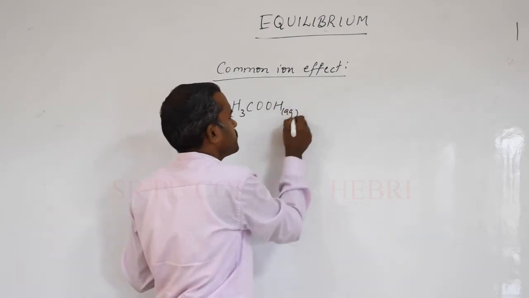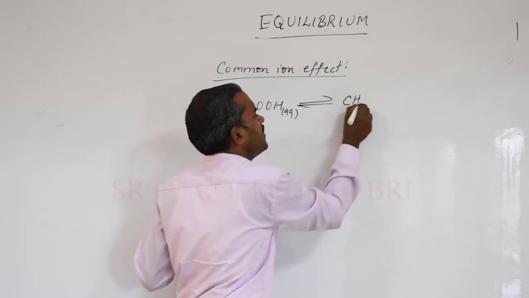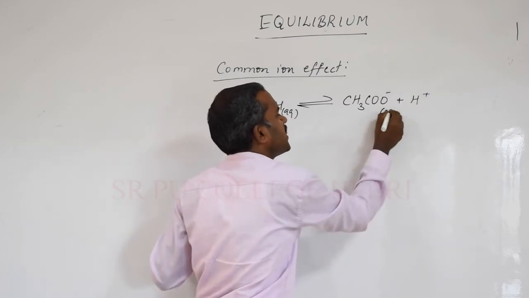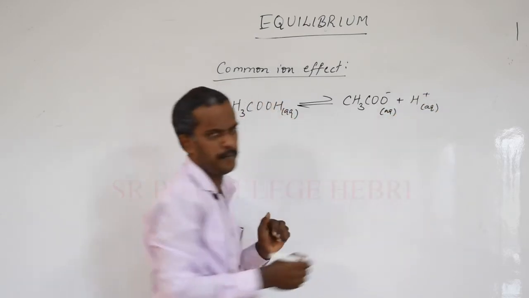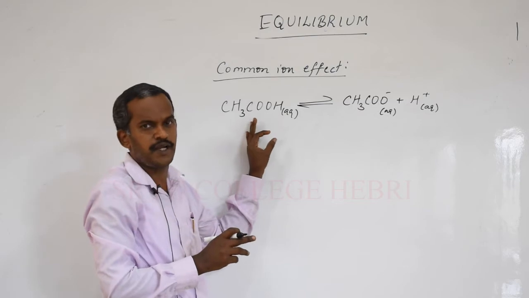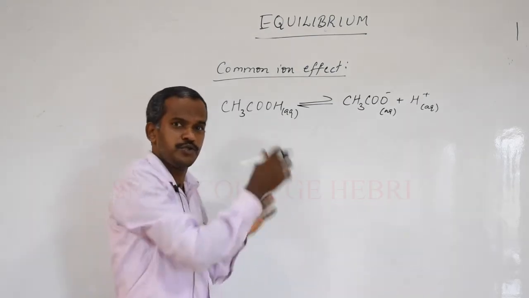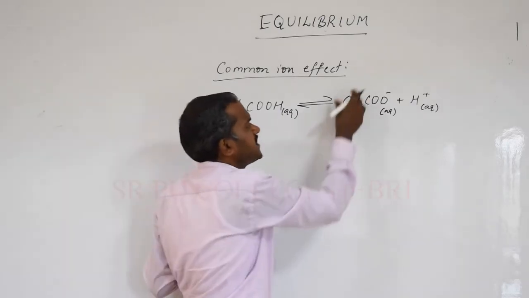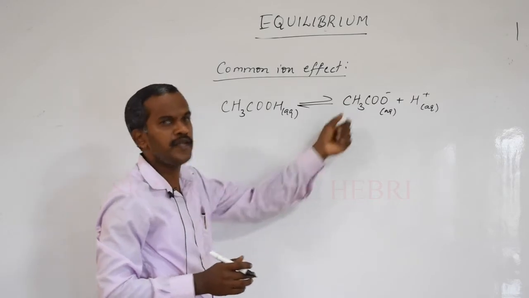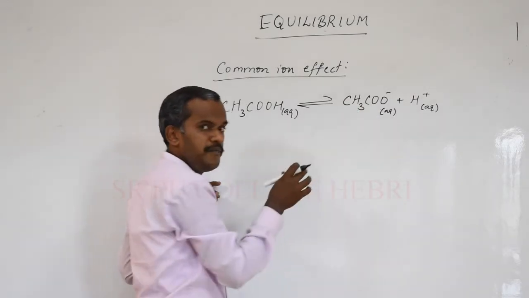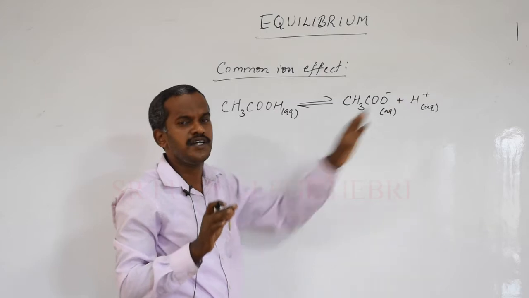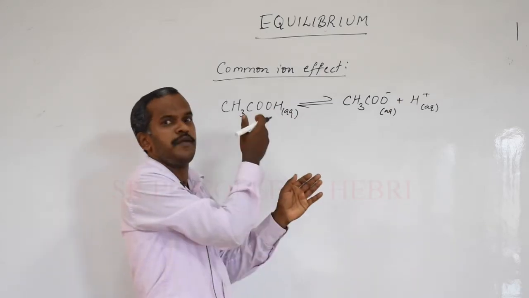In the aqueous solution it undergoes a partial dissociation to give acetate ion, CH3COO minus, and H plus. Acetate ion is also in the aqueous form, H plus is also in the aqueous form. Now there is a partial dissociation because it is a weak electrolyte or a weak acid. Now suppose to this solution I add more acetate ion, maybe by adding sodium acetate salt or some other way. Whenever I add acetate ion, the concentration of H plus will decrease, because you have to understand the shift of equilibrium takes place.